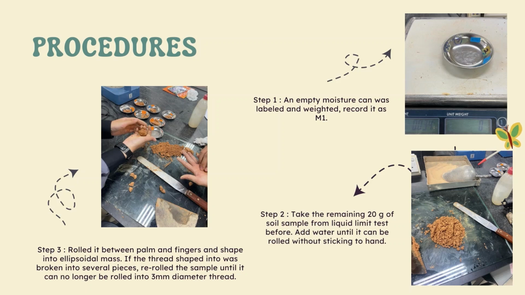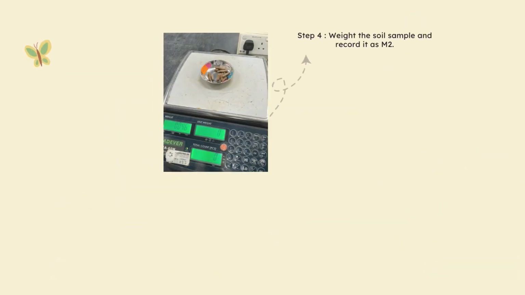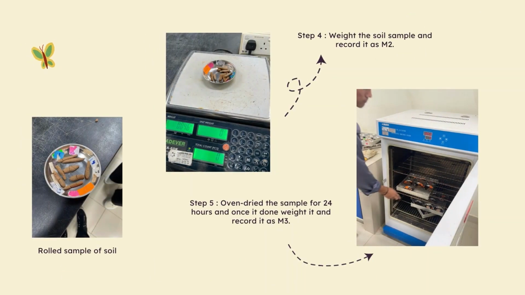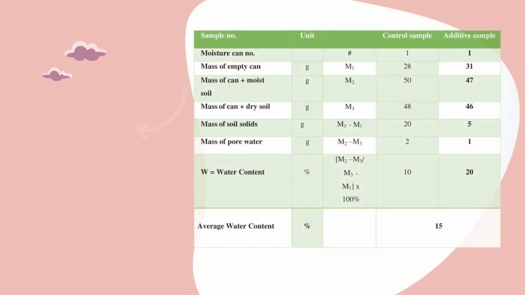Step 2. Take the remaining 20 grams of soil sample from the liquid limit test before. Add water until it can be rolled without sticking to your hand. Step 3. Roll it between your palm and finger and shape it into an ellipsoidal mass. If the thread broke into several pieces, re-roll the sample until it can no longer be rolled into 3 mm diameter thread. Step 4. Weigh the soil sample and record it as M2. Step 5. Oven dry the sample for 24 hours, and once it's done, weigh it and record it as M3.